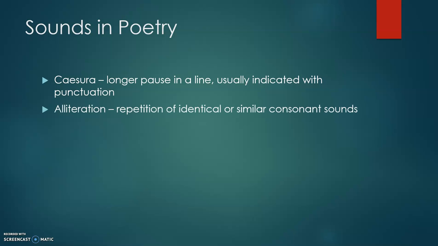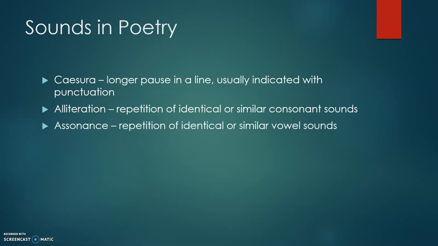Alliteration may be a term you're already familiar with. This is the repetition of identical or similar consonant sounds. So anytime you have a line that has similar sounding words that match in the consonant sound, we have what's called alliteration. We've got, for example, laborious, heavy, busy, bold, and blind. We have the repetition of the B sound.